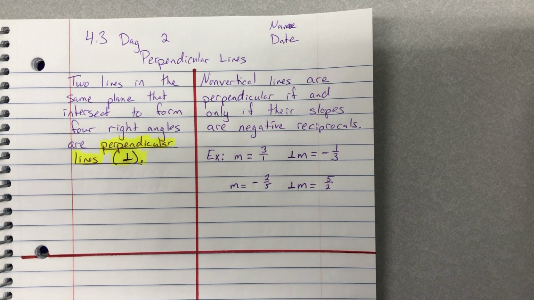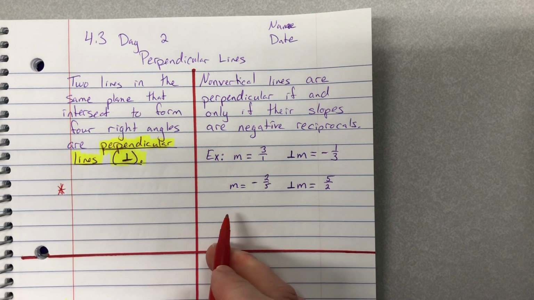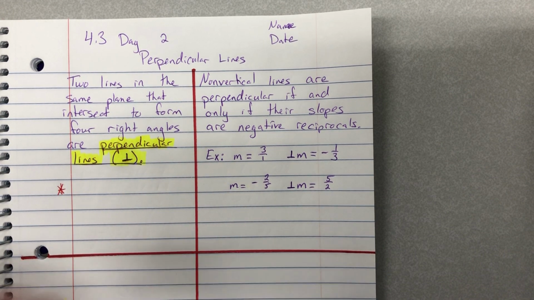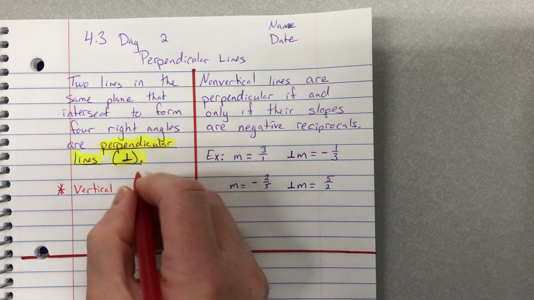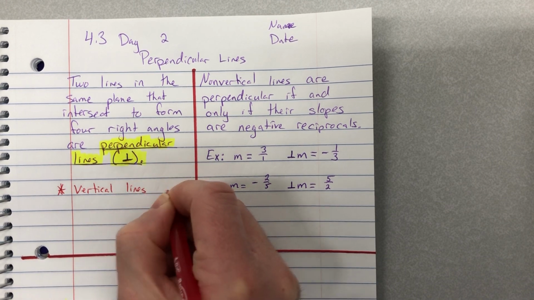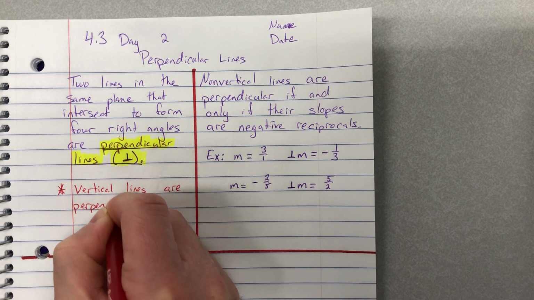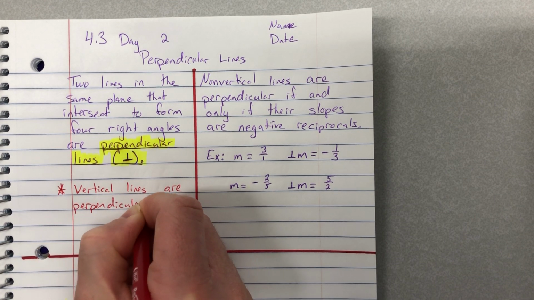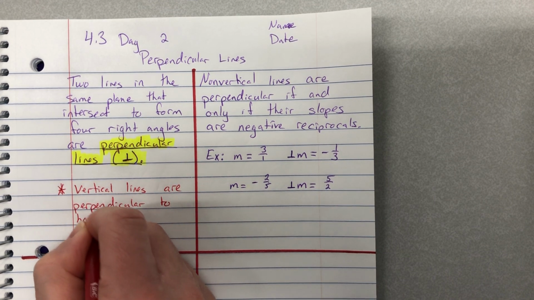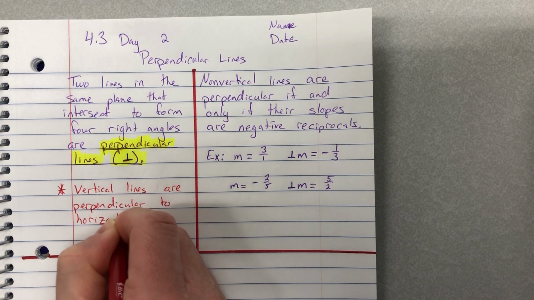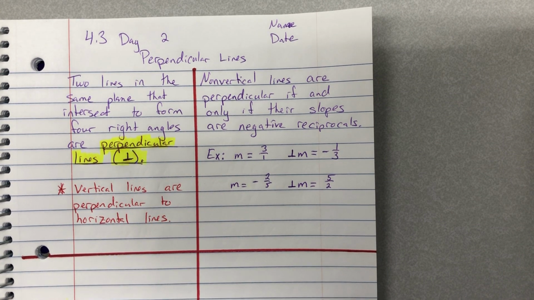Okay, so below over here, I'm going to make a couple notes. I'm going to make a note here, then a note here. All right, just want to remind you that vertical lines are perpendicular to horizontal lines. All right, so that's one of the notes we're going to make.